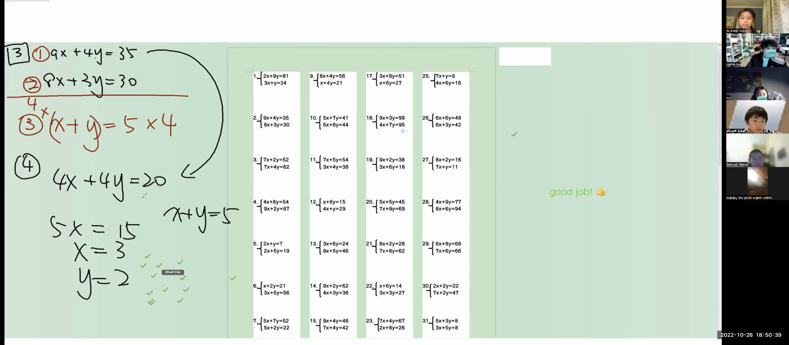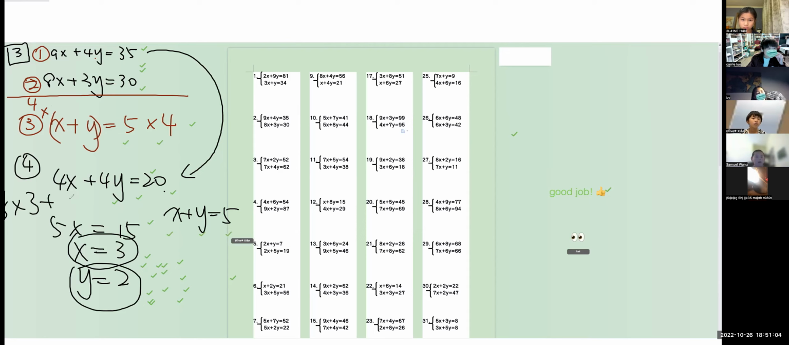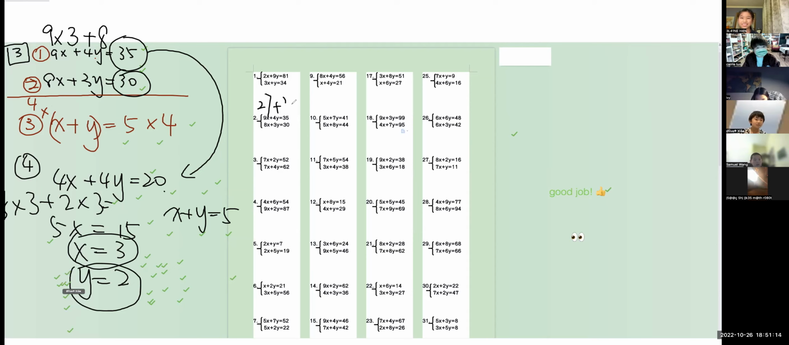24 plus 6 is 30. Oh, yeah. No, it's minus. Which part am I making mistakes in? 4x plus 4y equals 20. I don't think you made any mistakes. Yeah, but the thing is x equals 3 and y should equal 2. So 8 times 3 plus 2 times 3 equals 30. Yes, it's right. But is 35 right? So 9 times 3, 8. Oh, yeah, 8, sorry. 27 plus 8 equals 35. Okay, understand, everybody?